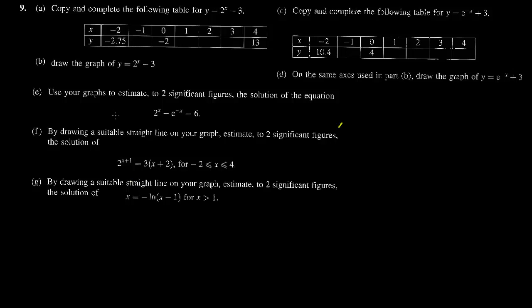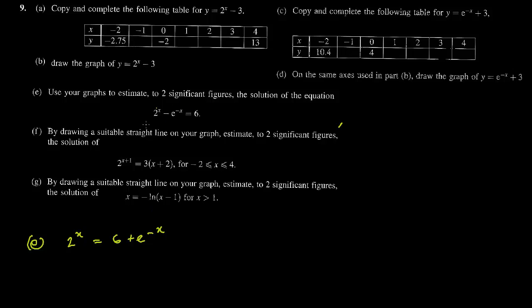Now the next thing that we have to do, question number E, use your graph to find, to two significant figures, the solution of the equation. This obviously is going to be the point of intersection of the two graphs. So let me show you how this works. You start with here. You write 2 to the power x equals 6 plus e to the power minus x.